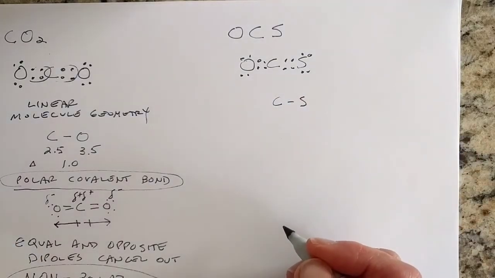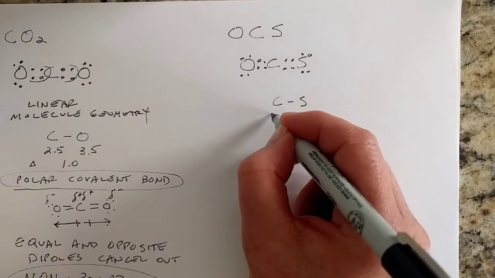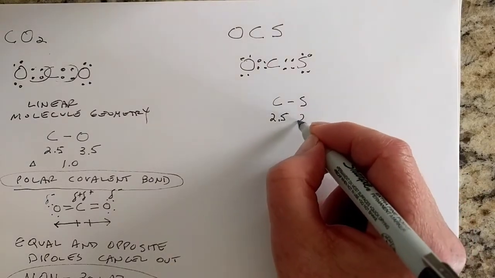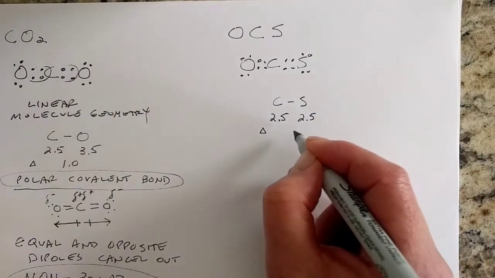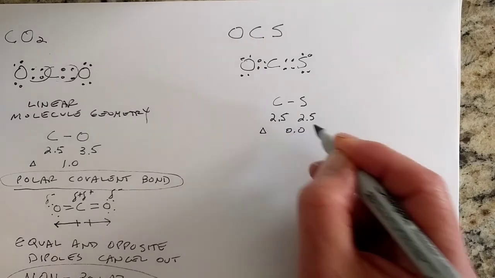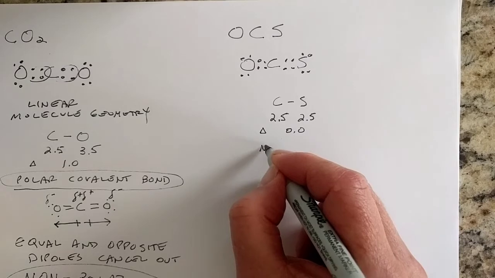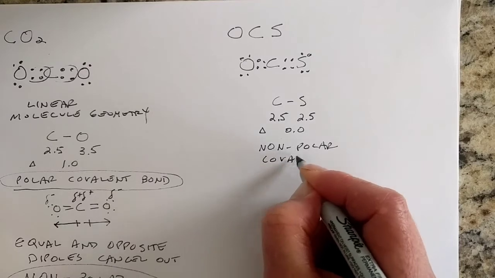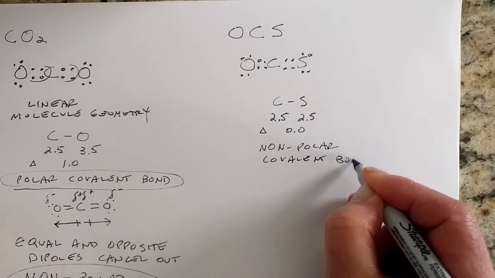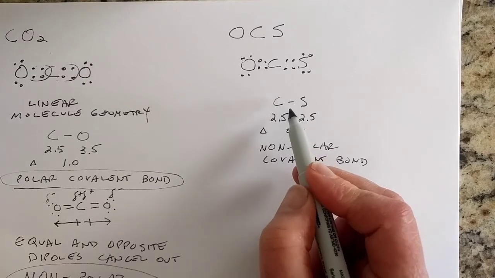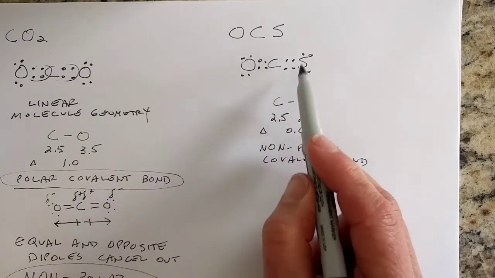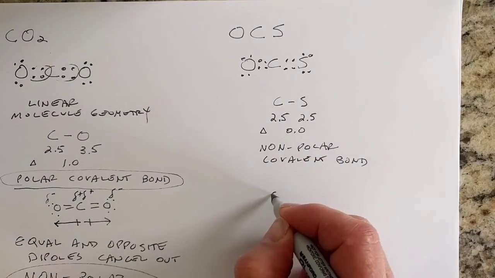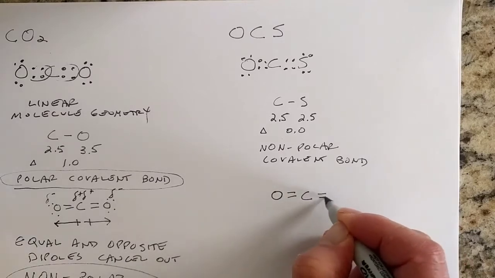And now we're going to look at our carbon-sulfur bond. So carbon, we already looked that up. That's 2.5. And according to our chart, sulfur is also 2.5. So our delta there is 0. So the carbon-sulfur is a non-polar covalent bond. So that means that the carbon and sulfur share these bonding electrons, these 4 electrons, they share them equally. So let's evaluate that. So we have oxygen double bonded to carbon, double bonded to sulfur.